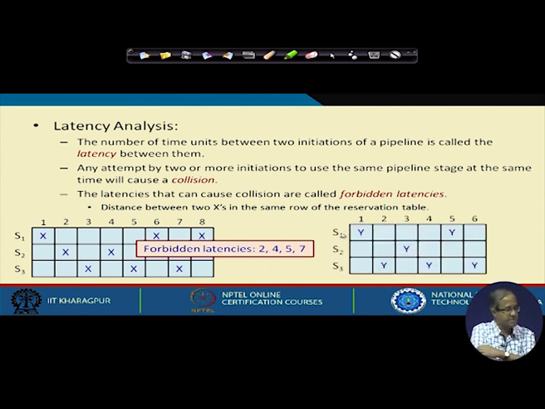Similarly, for the other functionality, the y function, here you can see 2 and 4, and here also it is 4. So, here the forbidden latencies are only 2 and 4. This is the first step in our analysis: to list or enumerate the forbidden latencies.